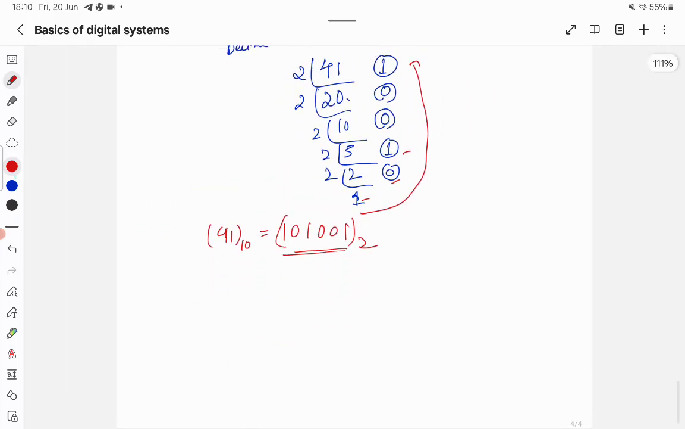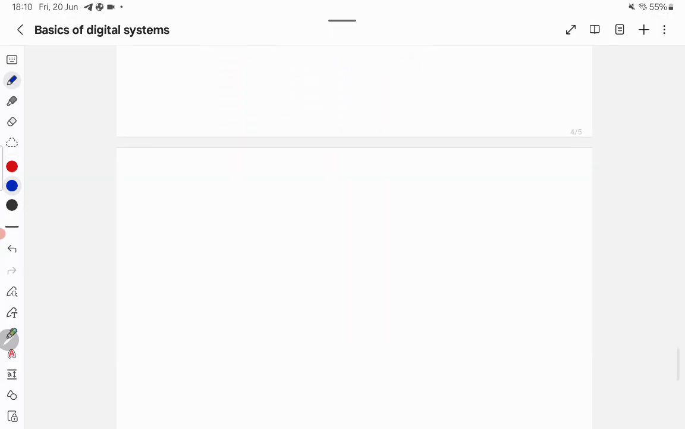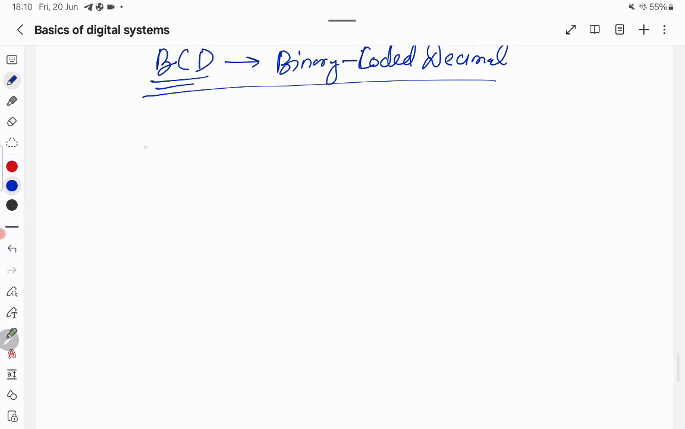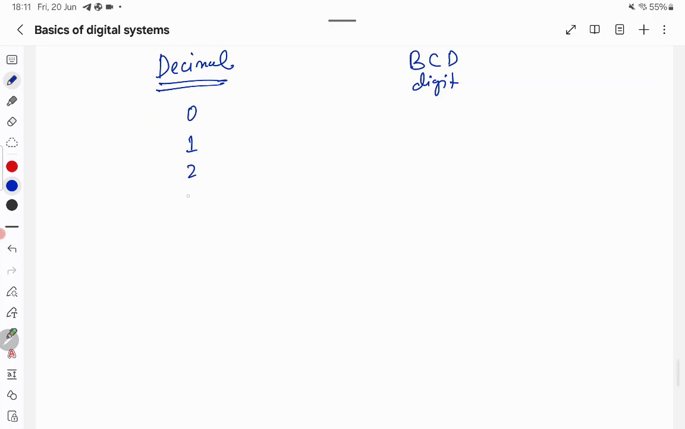Okay, let's move to the concept. What is BCD? BCD stands for binary coded decimal. Here you have the decimal system, and here you have the BCD digits. Let's check what these are. 0 1 2 3 4 5 6 7 8 9, 0 to 9 is the decimal number.